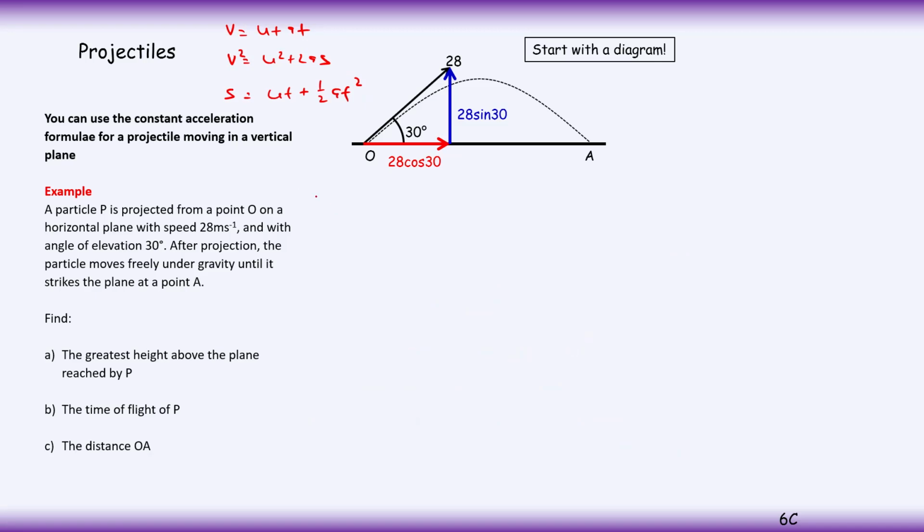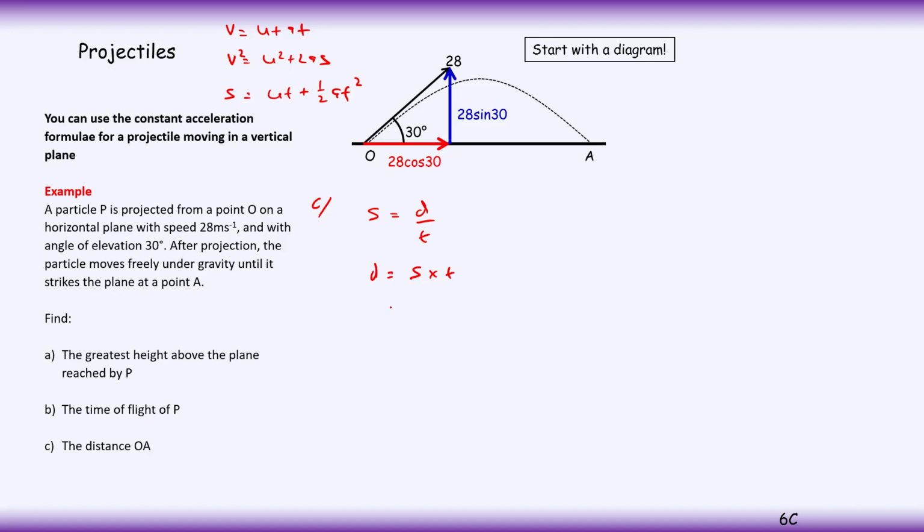Okay, for part C, we want to determine the distance traveled from O to A. Now, that's just looking at the horizontal distance there. So all we need is our GCSE equation. Speed is equal to distance over time, which means distance is going to be equal to speed times time.